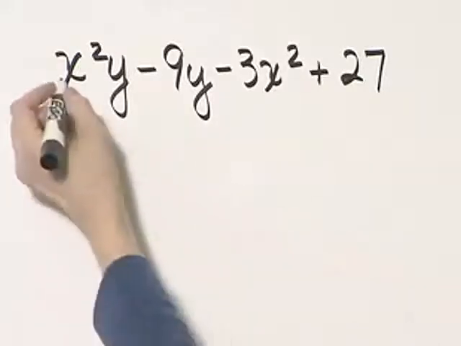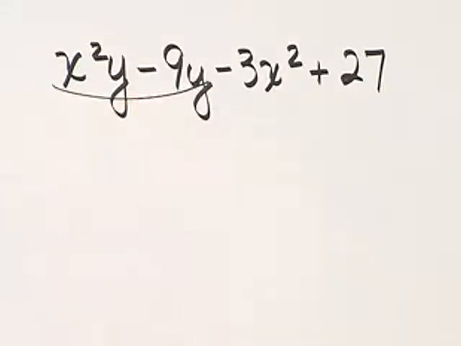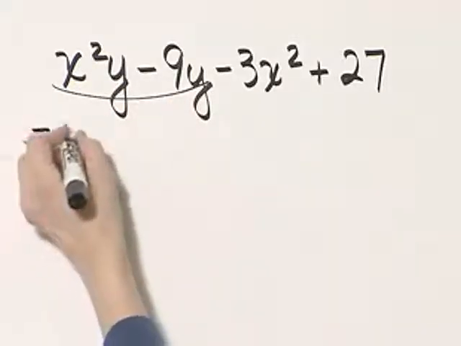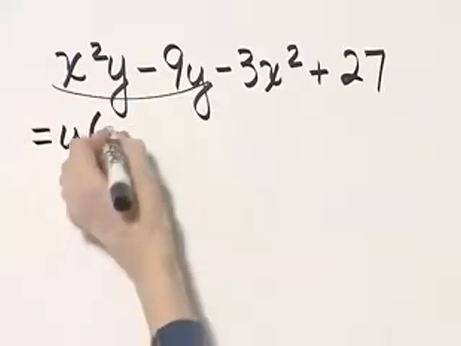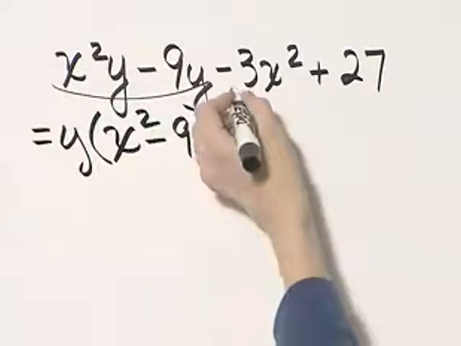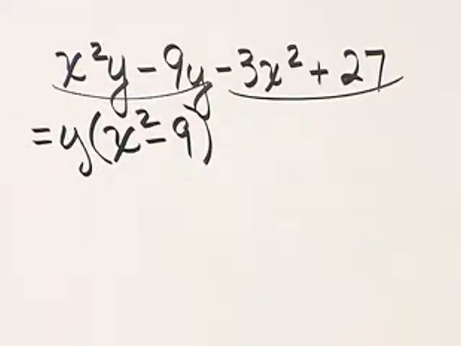And I'll begin by grouping the first two terms and then the second set of two terms. Do we have any factors common to just the first two terms? The answer is yes, there's a common y, so I'll factor the y out, and I'm left with x squared minus 9.